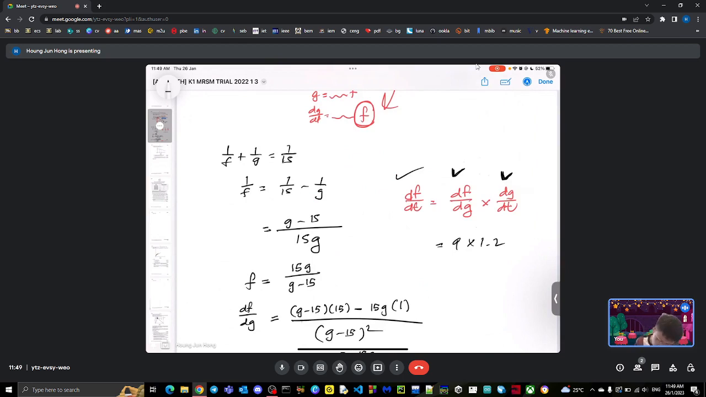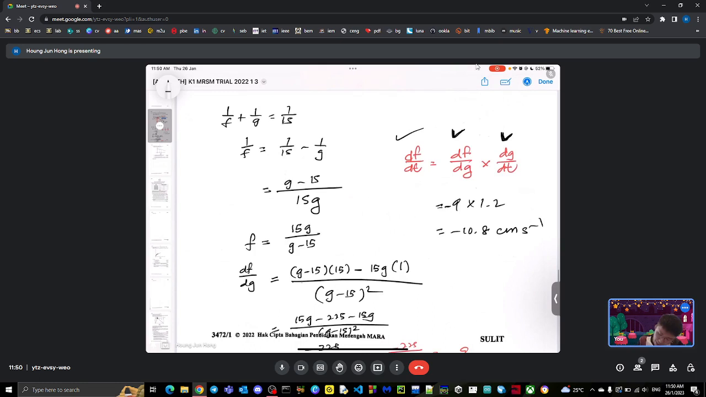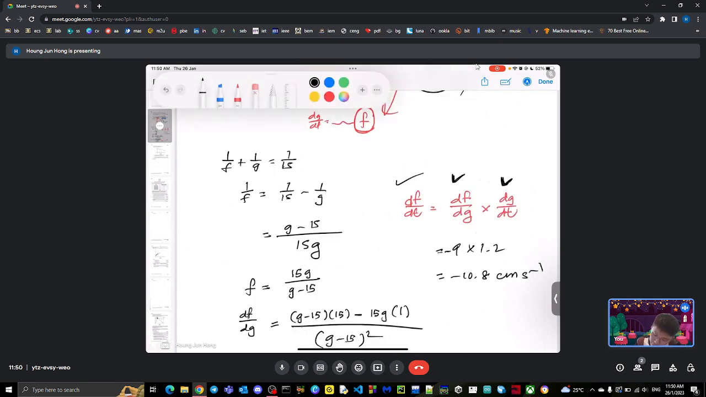Yep, the answer should be, sorry, not 9, negative 9. So the answer should be negative 10.8. Again, remember it's in cm per second. Okay, yep. And why over here can I confidently put 1.2 but not negative 1.2?